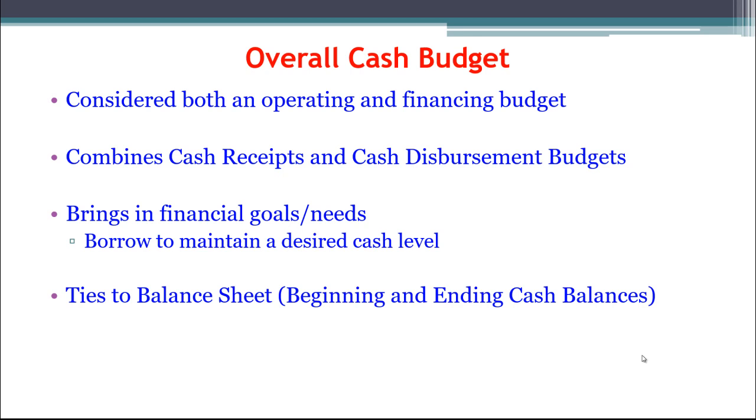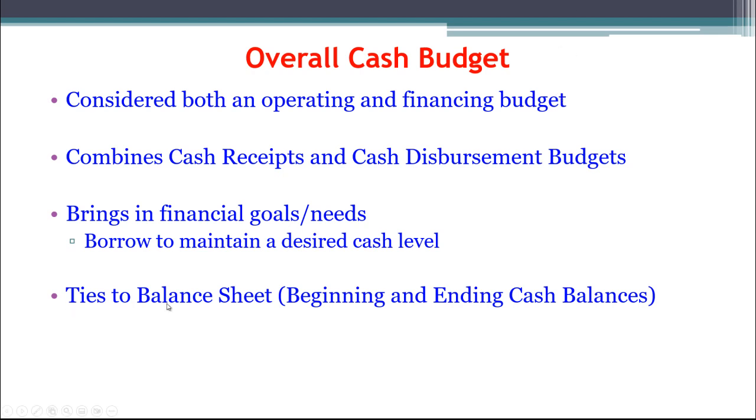Now, I will say the cash budget is going to be broken into a cash receipts budget and a cash disbursements budget. We're going to see both sides of that. It brings together all the financial goals, all of our needs, and in some cases you're going to have a company that says, hey, we don't want to just make sure we're above zero cash. We want to have a minimum amount of cash, a desired cash level that we never go below. And that means we may borrow to get enough money to keep that cash level. It's just a level of protection. They want to make sure they always have enough cash to continue operations.